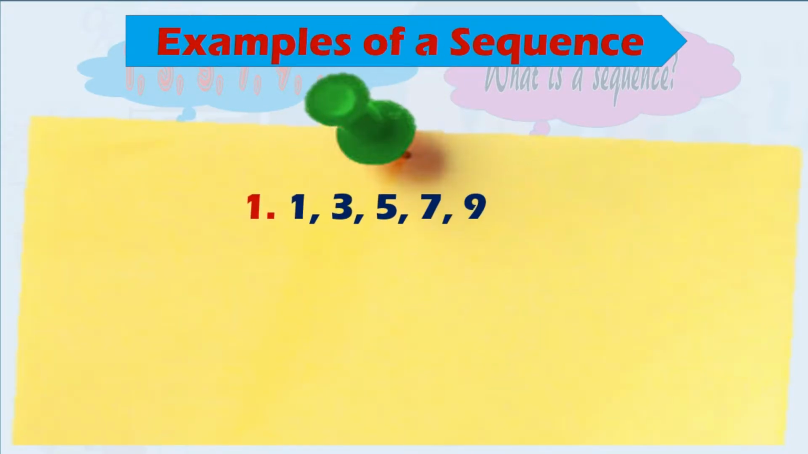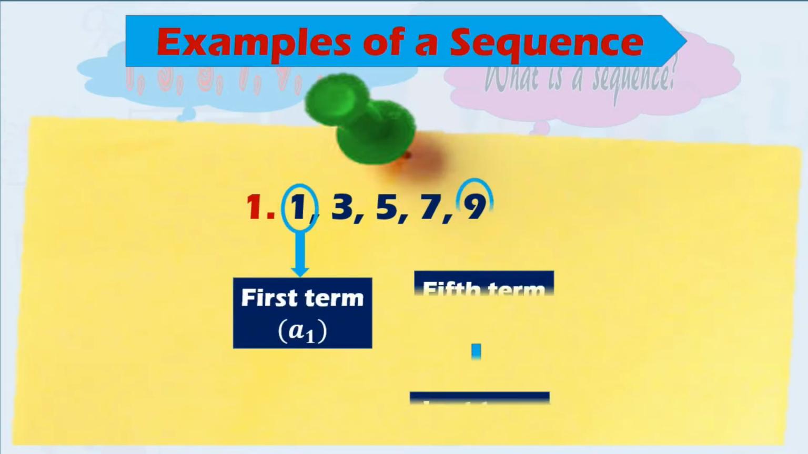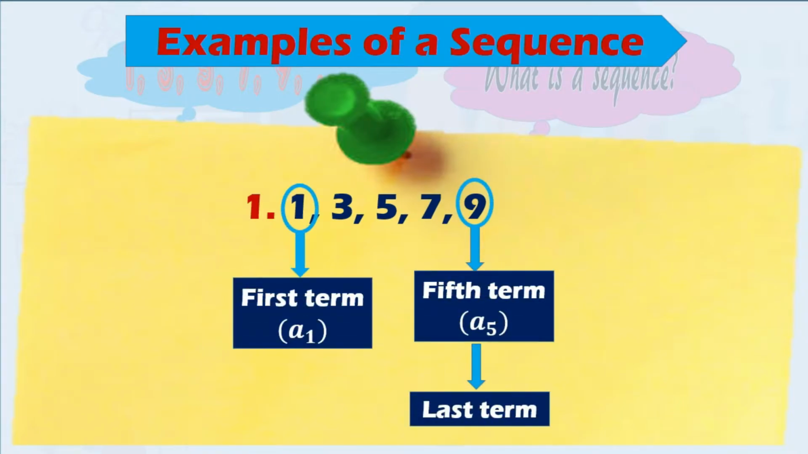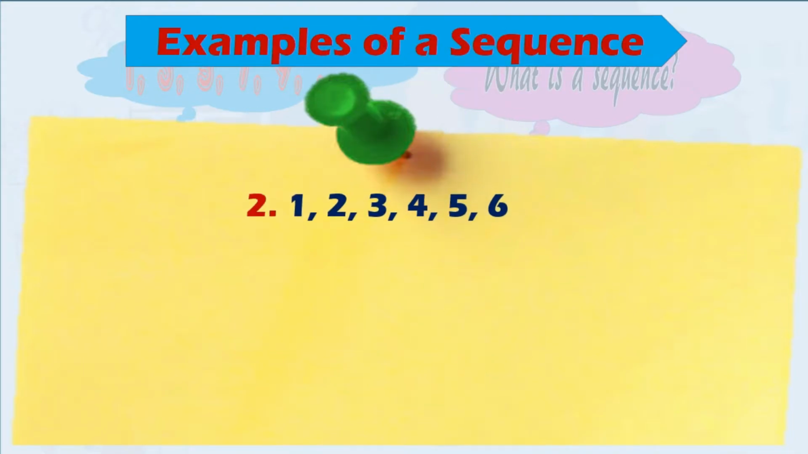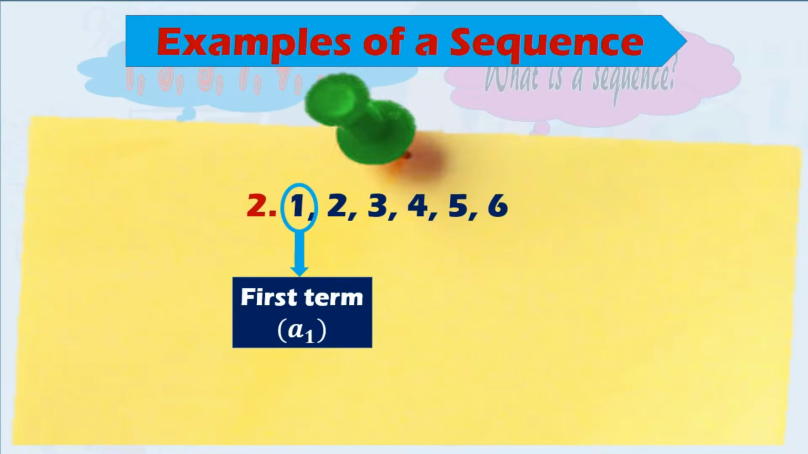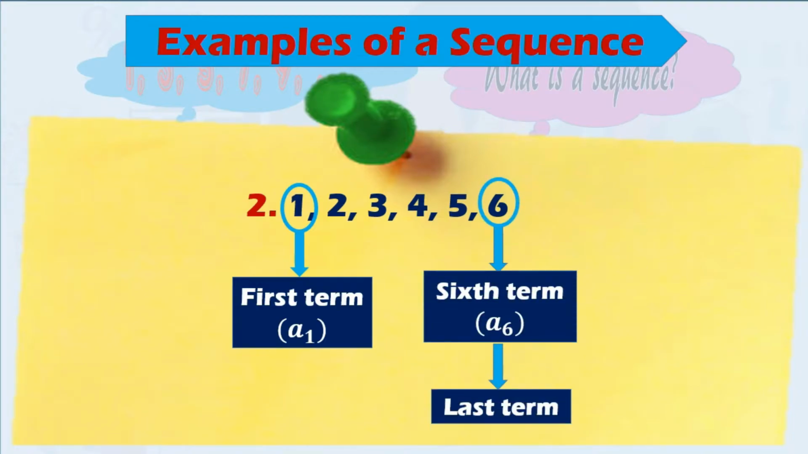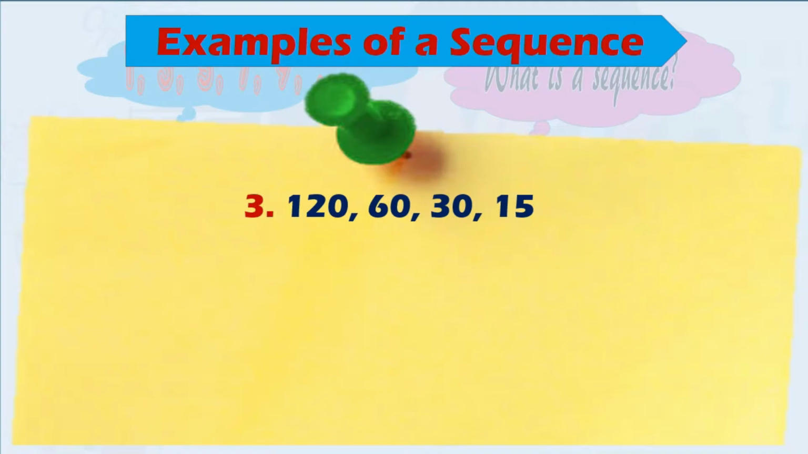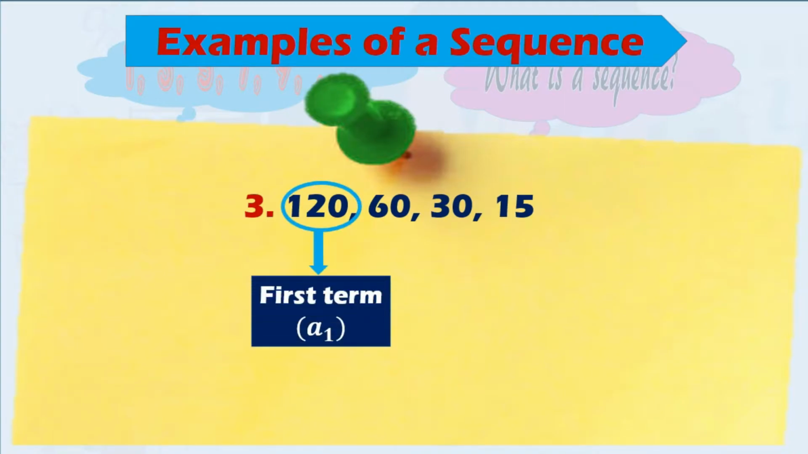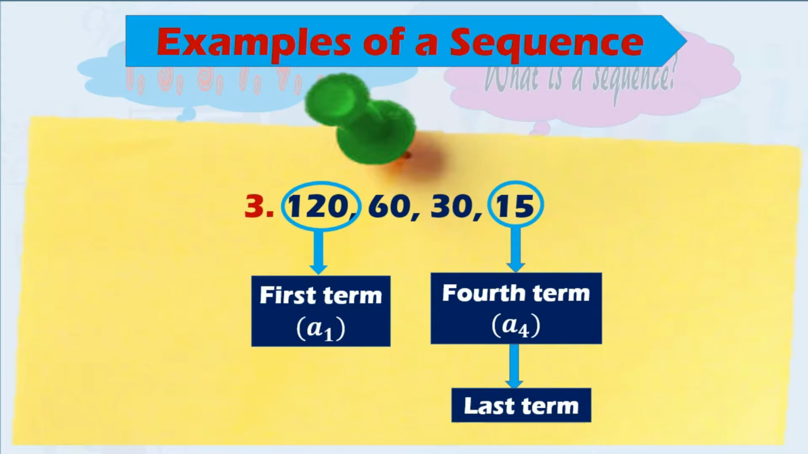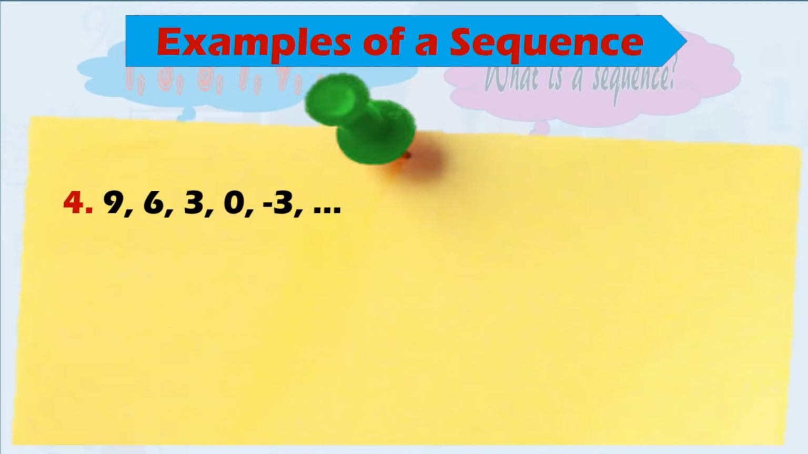In number 1, the sequence 1, 3, 5, 7, 9. The first term is 1 and the fifth term is 9, which is also the last term. In number 2, the first term is 1 and the sixth term is 6, which is also the last term. For the third example, the first term is 120 and the fourth term is 15, which is also the last term. In number 4, the given sequence is 9, 6, 3, 0, -3, and so on.